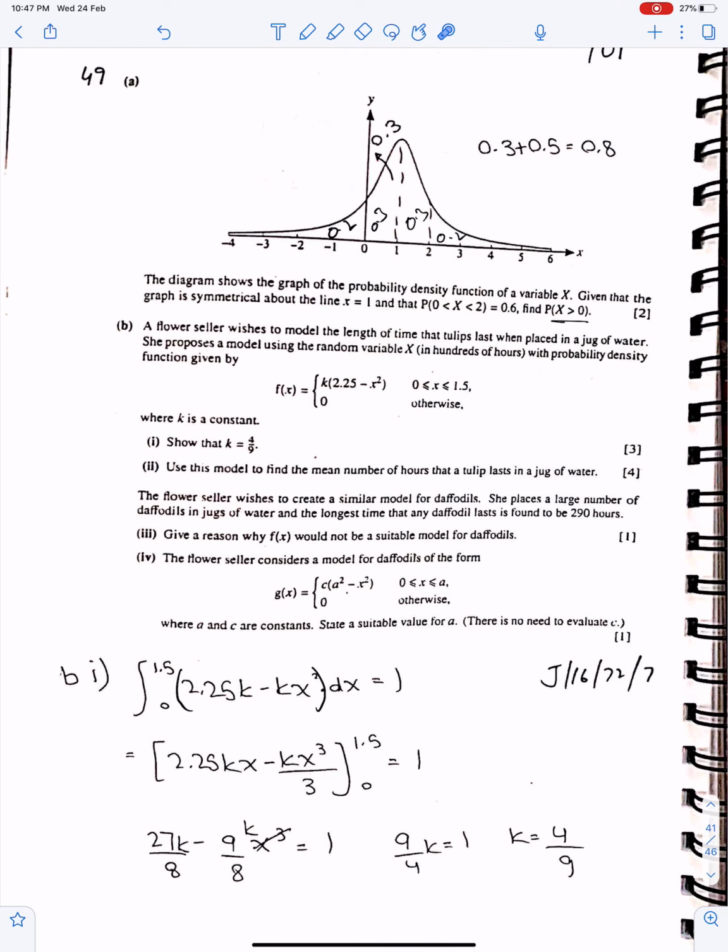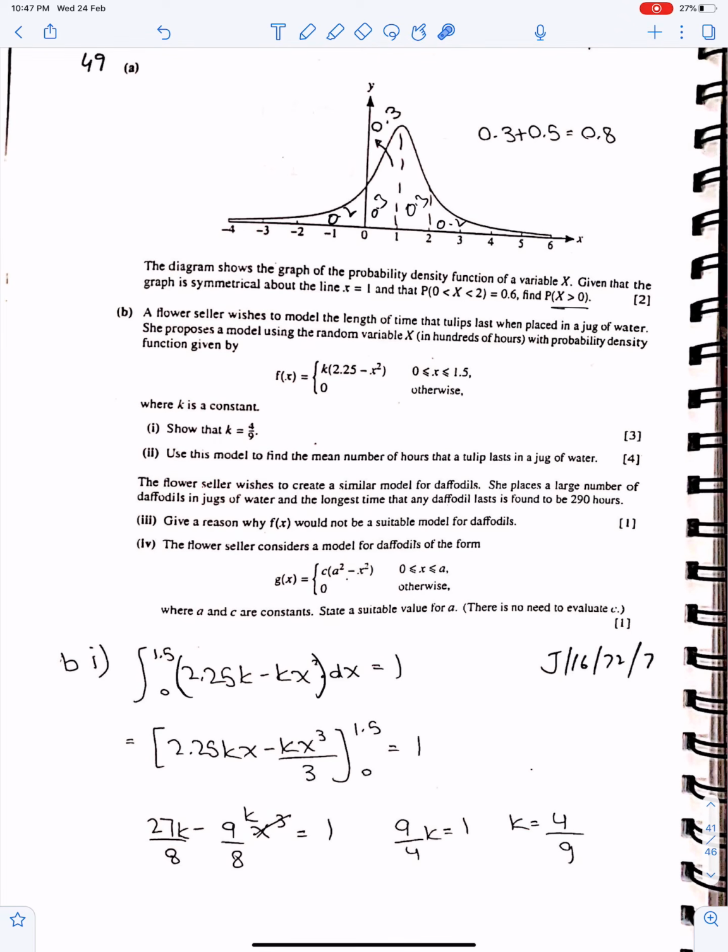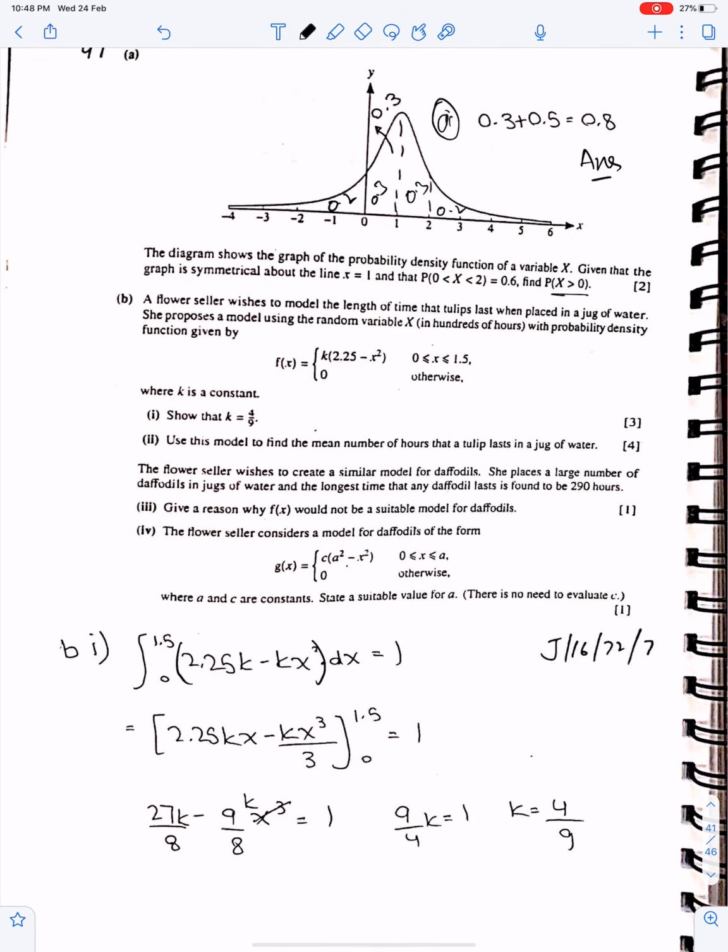If you want to take the screenshot of this question, you can. This is the answer of part A.